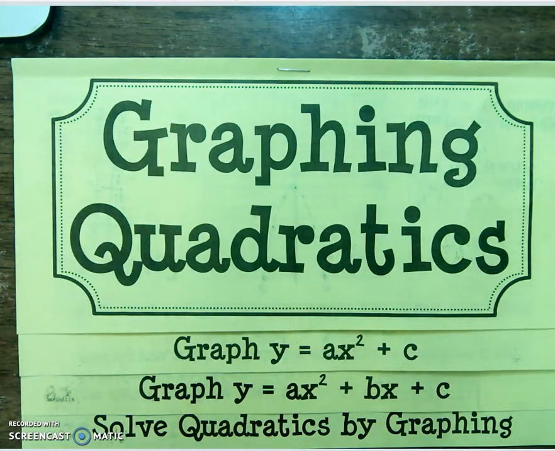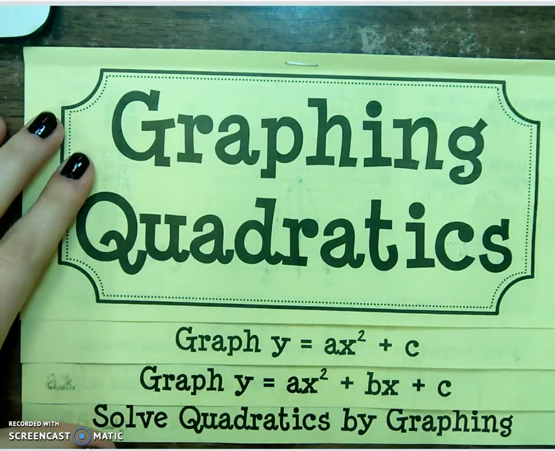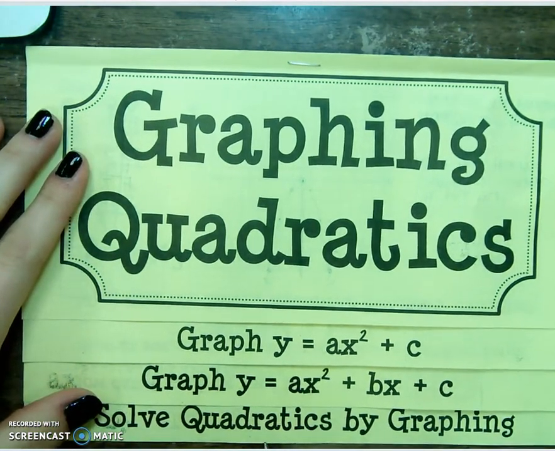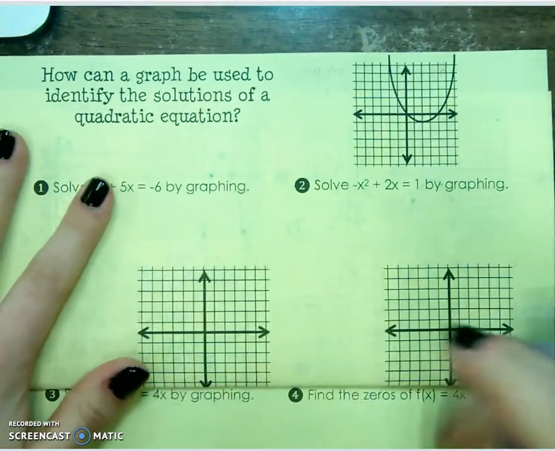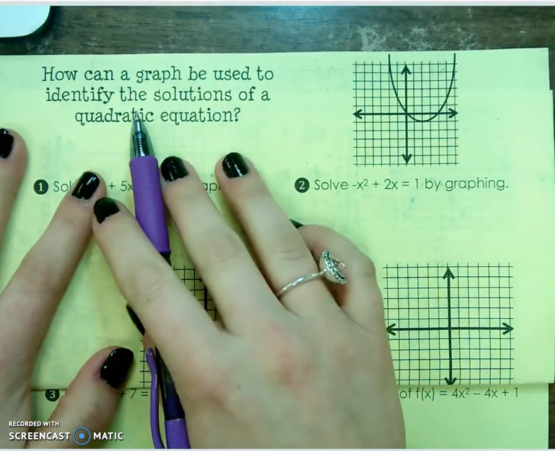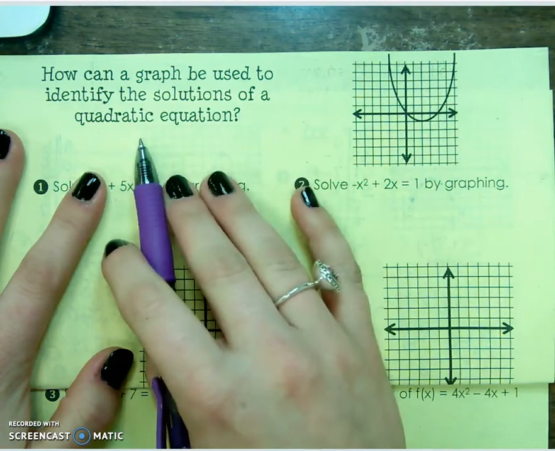Okay, guys, this is part 3 of the Graphing Quadratics foldable. We're going to learn to solve these quadratics now by graphing. We've learned how to graph the two different types, and now we're actually going to find solutions to these quadratic equations, okay? How can a graph be used to identify the solutions of a quadratic equation?